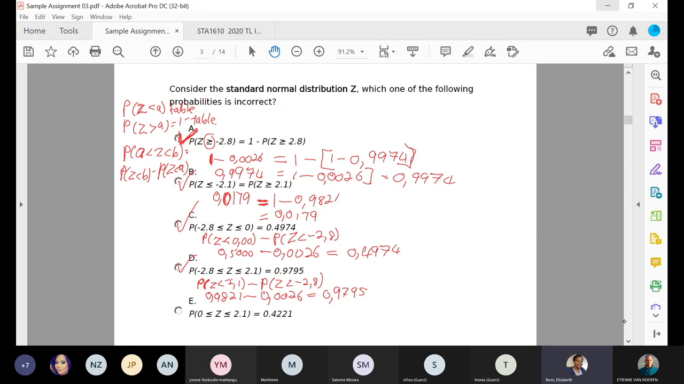So moving to the last one, the probability of between 2.1 and 0. That is the probability of Z less than 2.1 minus the probability of Z less than 0.00. What is the probability of less than 2.1? 0.9821. And what is the probability of 0.00? 0.5000.